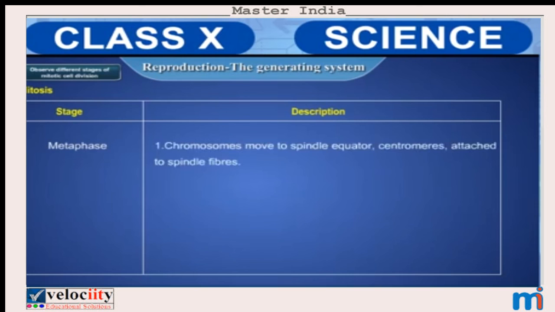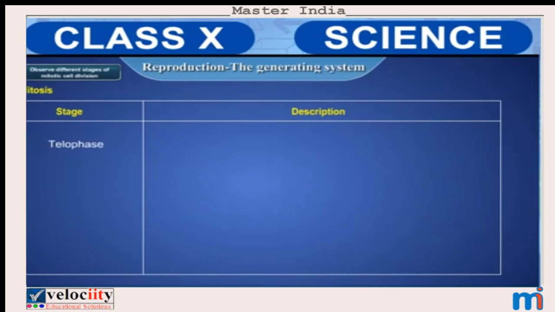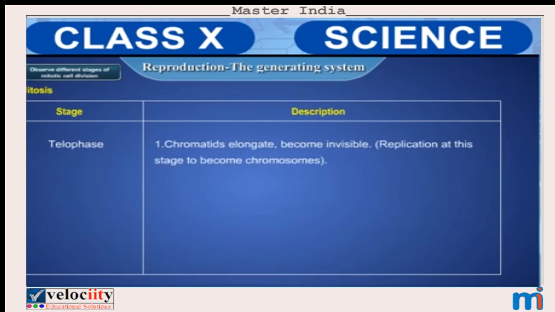Metaphase. Chromosomes move to the spindle equator. Centromeres attach to spindle fibers. Centromeres split, separating the chromatids. Anaphase. Spindle fibers attach to centromeres, contract, pulling chromatids towards the poles. Telophase. Chromatids elongate, become invisible.